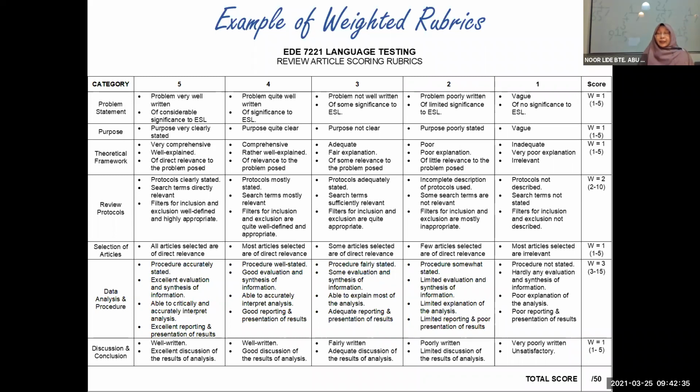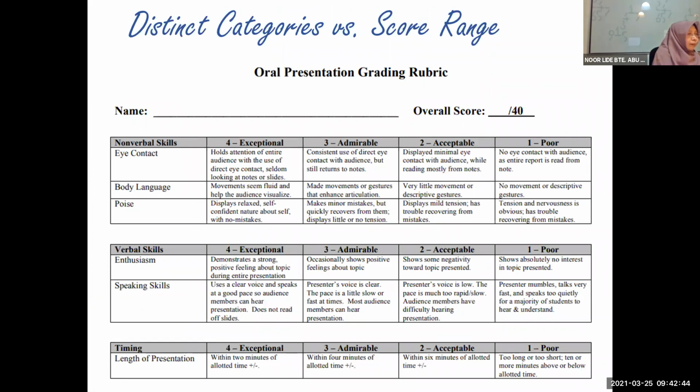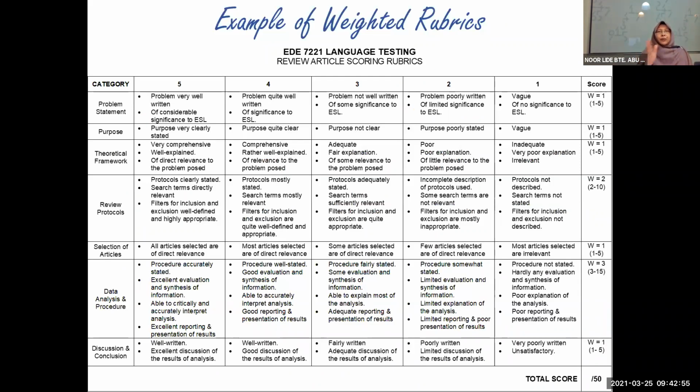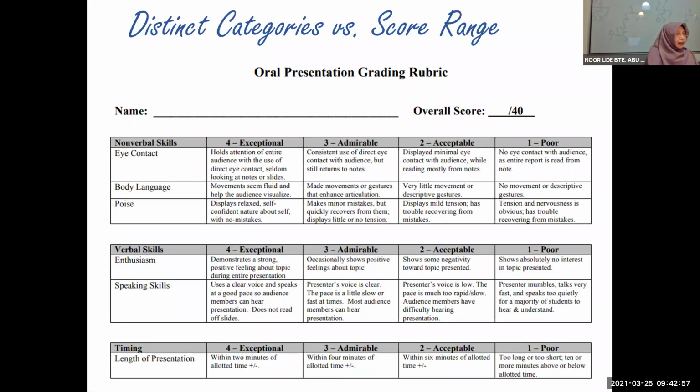So we have to decide whether we want to use an equal weight rubric, an unweighted one, or a weighted rubric. So the other thing is that you have distinct categories or score range. So this is an example of a distinct category, 1, 2, 3, 4, 5. And then here you have 1 representing poor, acceptable, admirable, exceptional. So they have very distinct categories.